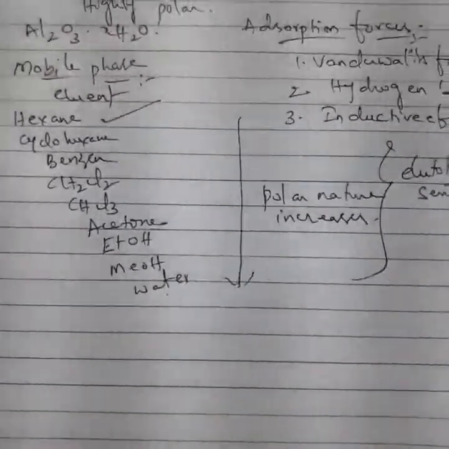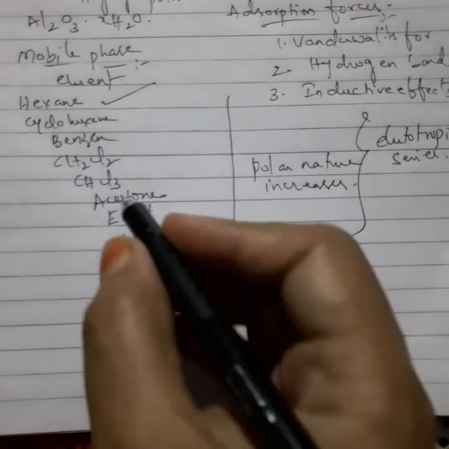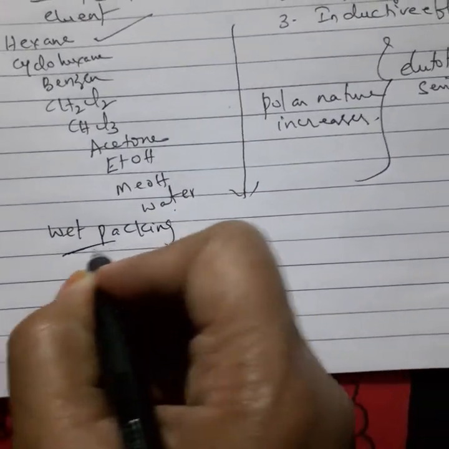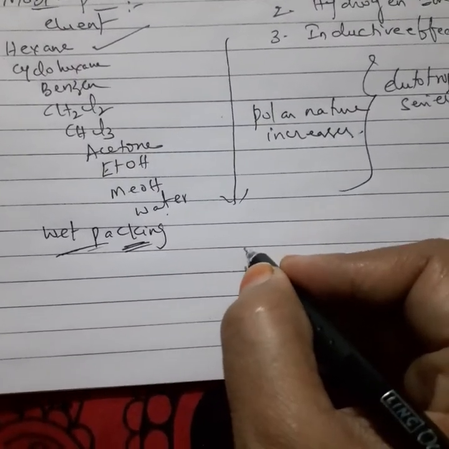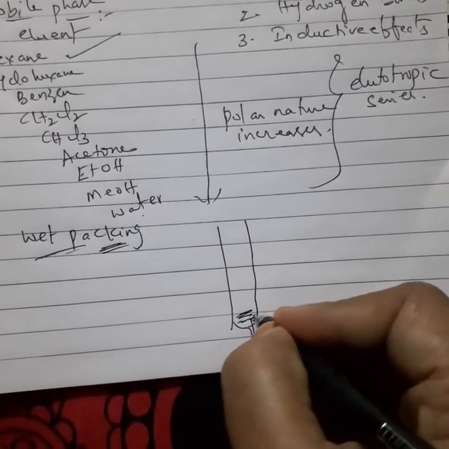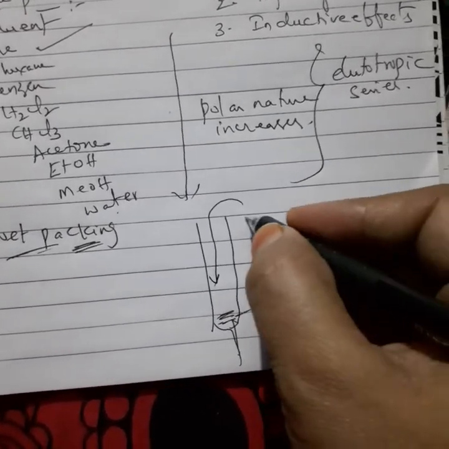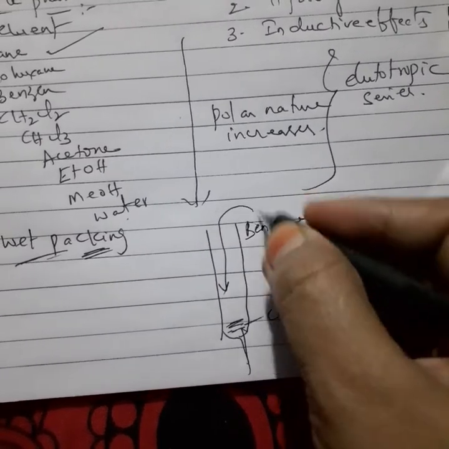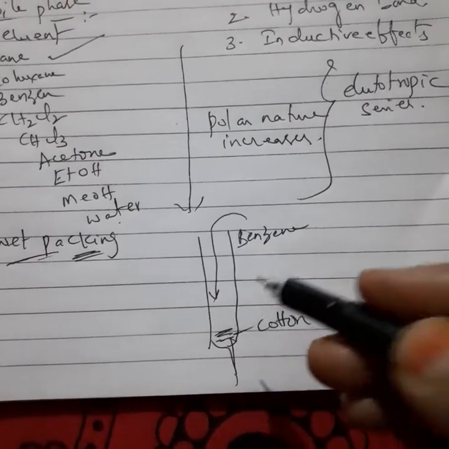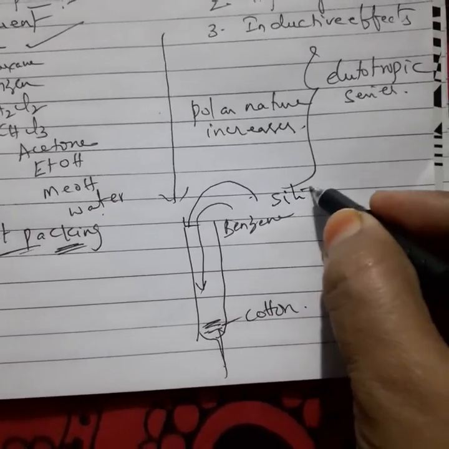Now we will see the dry packing method as well as the wet packing method. First, the wet packing method. The wet packing method is nothing but the same column chromatography we have been discussing till now. In this column, at the bottom we place cotton. Initially we need to pour benzene, that is, the organic solvent or mobile phase we are taking. We just pour that, and later on you place the silica gel slurry.